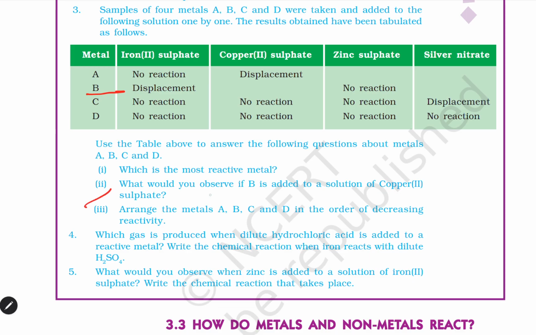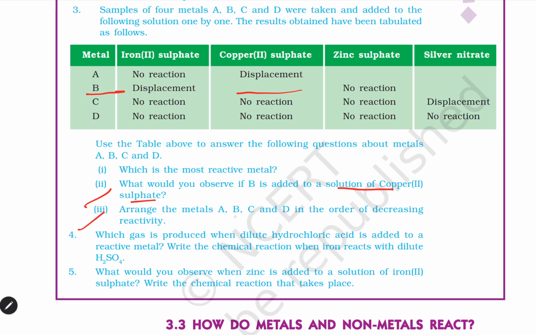What would you observe if B is added to a solution of copper sulfate? If B is added to a solution of copper sulfate, so what will you observe? So the blue color of copper sulfate fades and a reddish brown deposit of copper will be formed. So that you can observe.